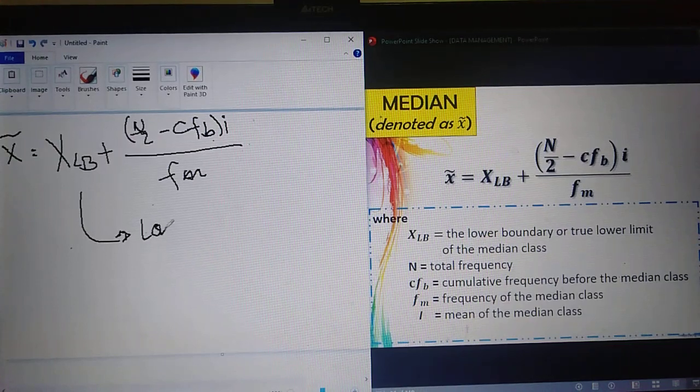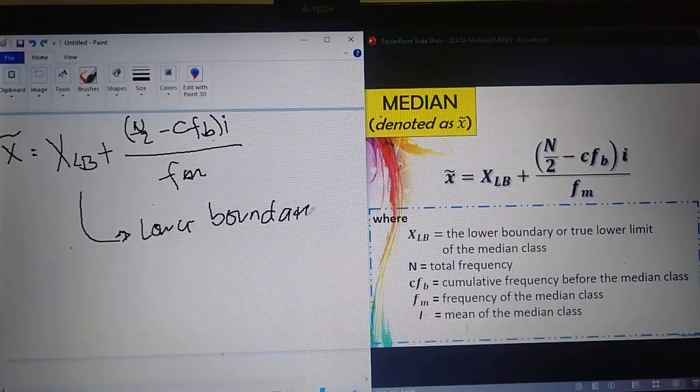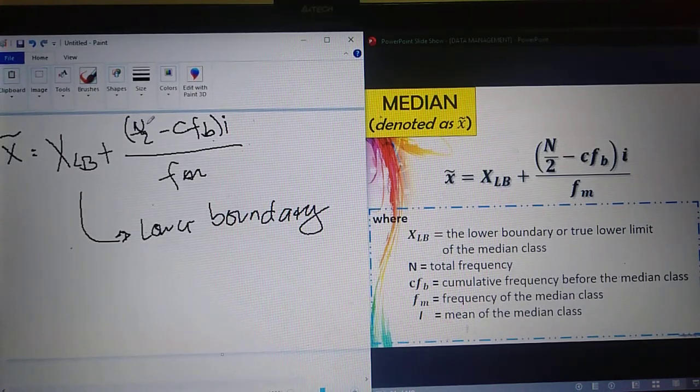Ayan, lower boundary. And then followed by N. The N is the total number of frequency. Ayan, or number of frequency. Number 2 ha, number lower.